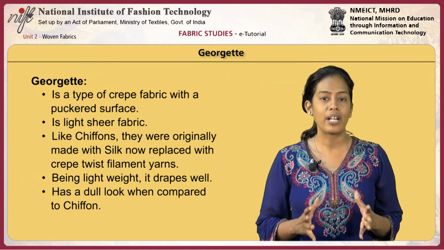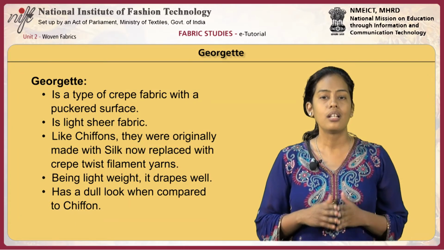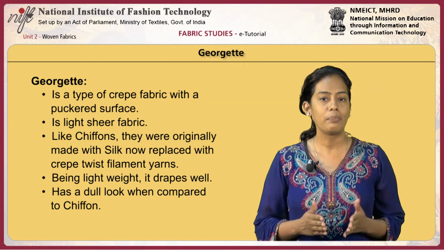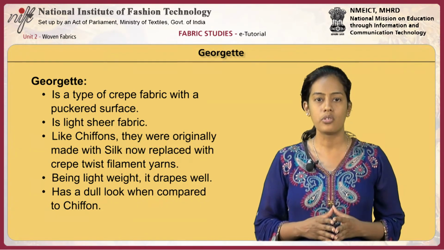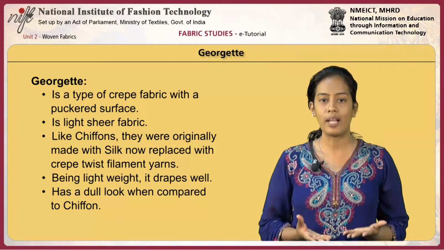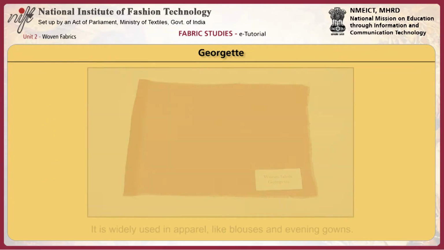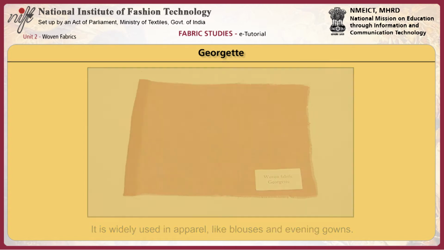Georgette is a type of crepe fabric with a puckered surface. It is a light sheer fabric. Like chiffons, georgettes were originally made with silk and are now replaced with crepe twist filament yarns. Like chiffon and crepe, georgette being lightweight drapes well. Georgette has a dull look when compared to chiffon. It is widely used in apparel like blouses and evening gowns. In georgette fabric, the yarn twist direction reverses for every alternate warp and weft, creating the puckered effect.